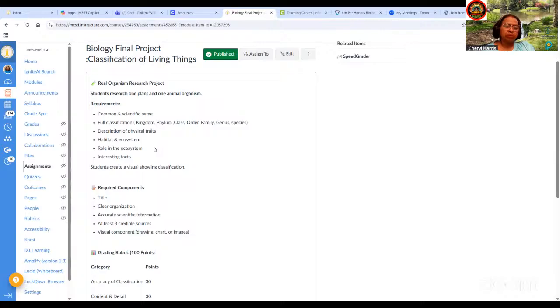We talked about key species and why they were important. How important is this organism to its ecosystem? Are they the predator, or is somebody preying on them? Are they the main food source of that ecosystem? And then something interesting, something most people don't know about your organism. Okay.